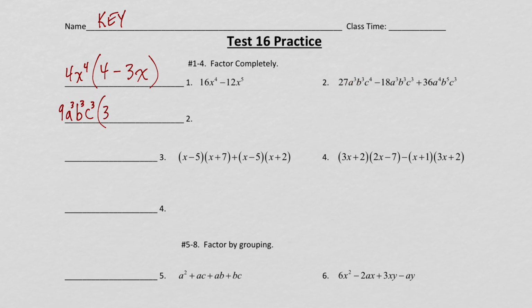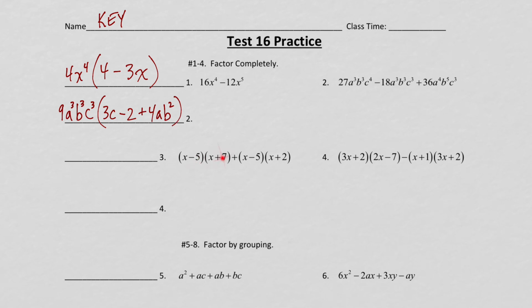And the only thing that we need to put here is a c to get the c to the 4th. And we have a minus 2 because 9 times 2 is 15. And all the variables are accounted for, so we don't need a variable. And then we'll put a plus 4 because 9 times 4 is 36. And we need an a to get to a to the 4th. We need a b squared, and that's it.